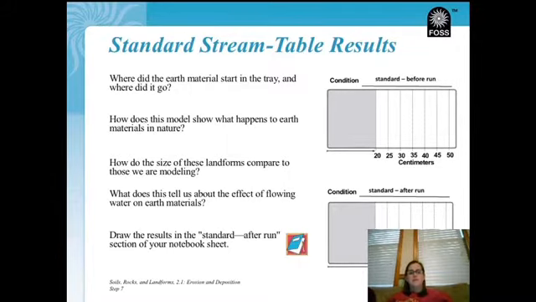What does this tell us about the effect of flowing water on earth materials? Well, this tells us that flowing water can cause earth materials to move. And you saw the results when I showed the investigation.